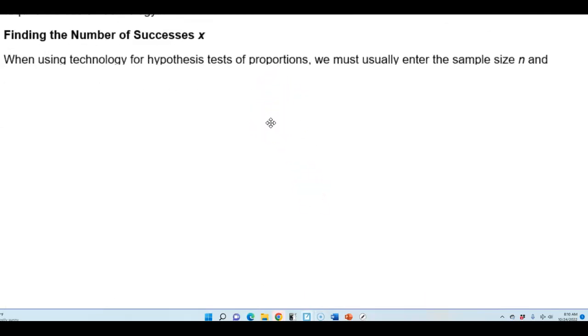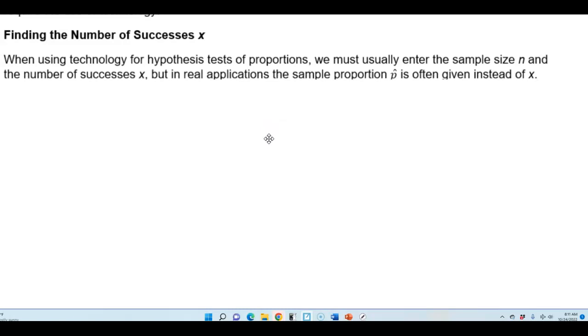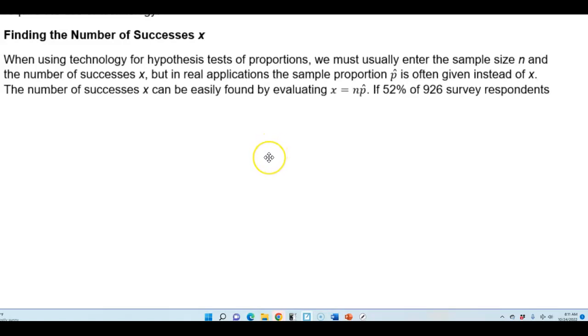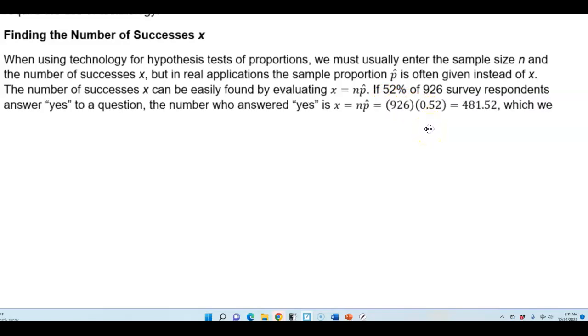Finding the number of successes x. When using technology for hypothesis tests of proportions, we must usually enter the sample size n and the number of successes x, but in real applications, the sample proportion, the point estimate, is often given instead of x. The number of successes x can easily be found by evaluating x = n times the point estimate. If 52% of 926 survey respondents answer yes to a question, the number who answered yes is x = n times the point estimate.